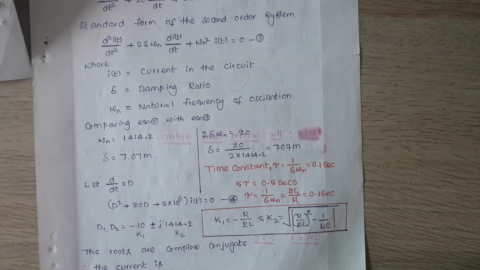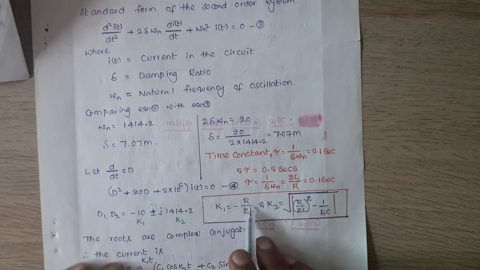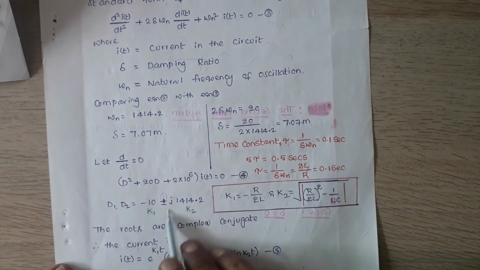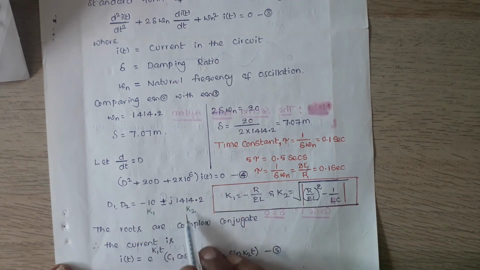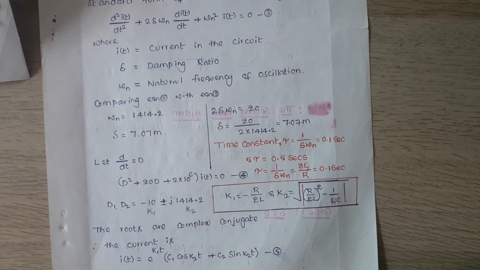To find the solution, that is, the expression for the current in the circuit for t greater than or equal to 0, we need the k1 and k2 values. The k1 and k2 depend on the values of RLC. So you can find k1. k1 equal to minus 10 and k2 equal to 1414.2. If you substitute the values, you get k1 equal to minus 10 and k2 equal to 1414.2.